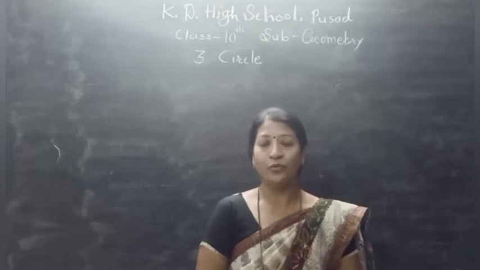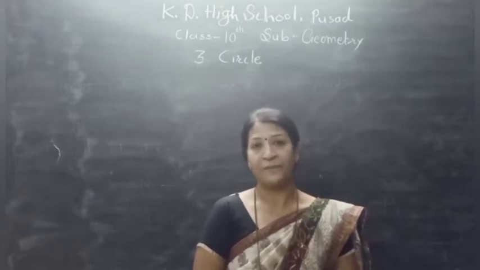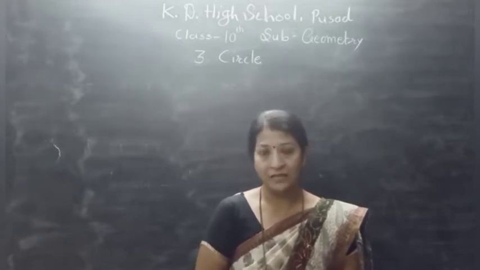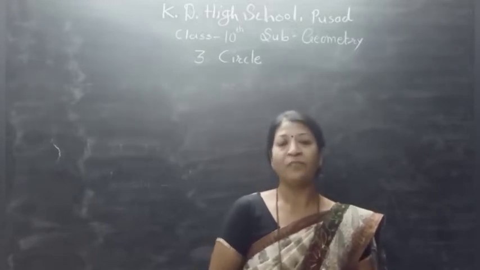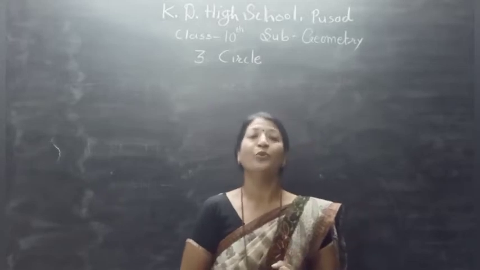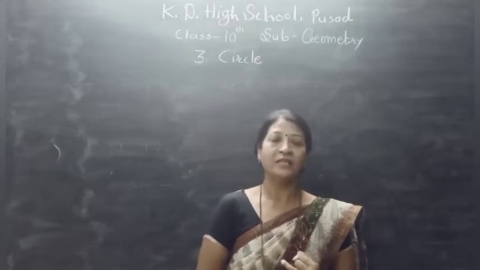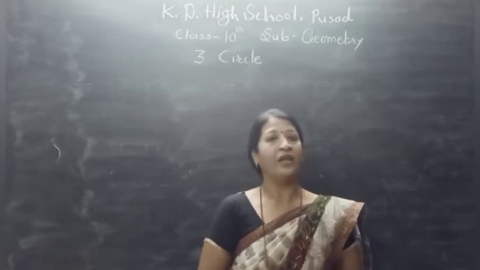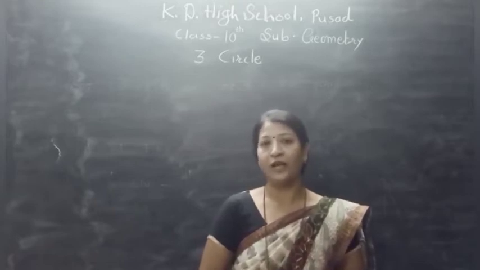1, 2 or 3 points. Now we see different conditions related to that. How many circles can be passing through a single point, how many circles are passing through two distinct points, and how many circles are passing through 3 points when they are collinear and when they are non-collinear points.